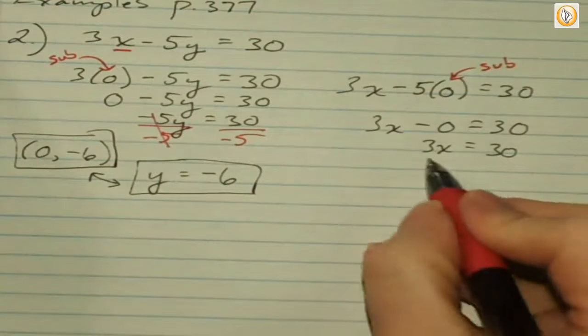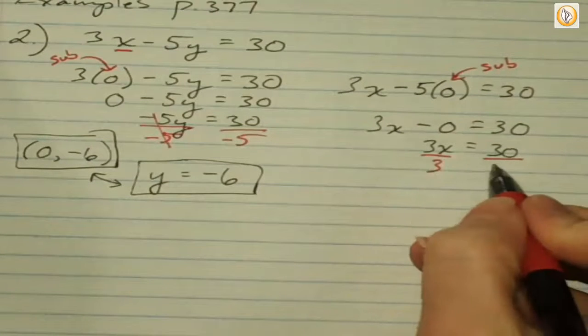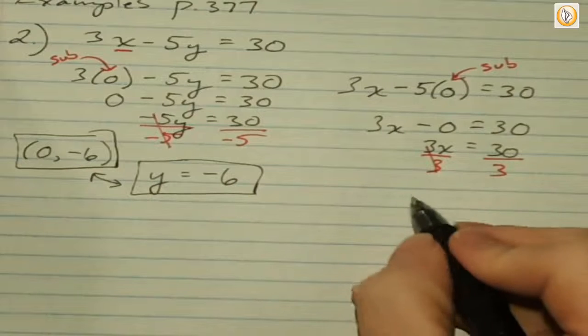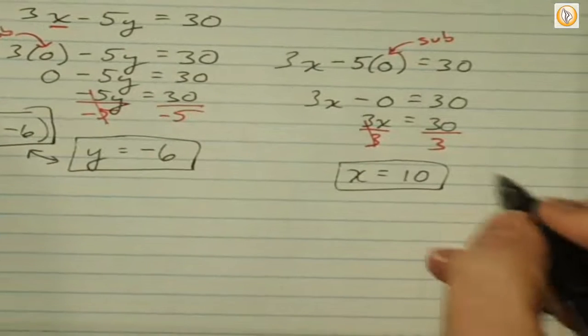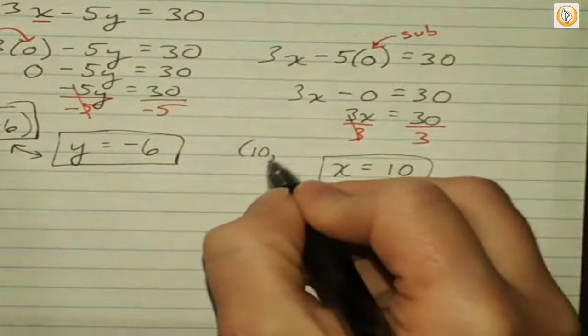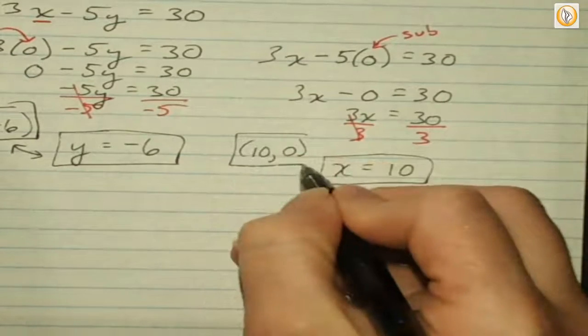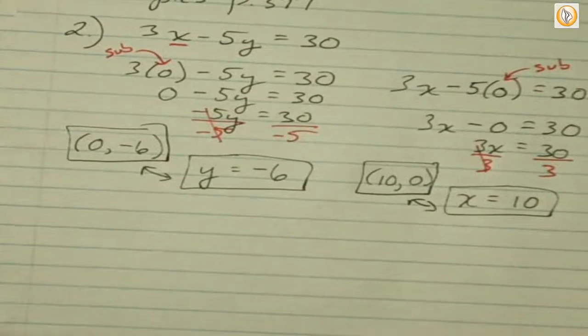Then you divide both sides by 3. Yes, you did get it this time. Okay, and you get x equals 10. So there's your x-intercept, which would be officially written as (10, 0). Because this is the x. That's right, because it's the x. Look at you go. All right, any questions?